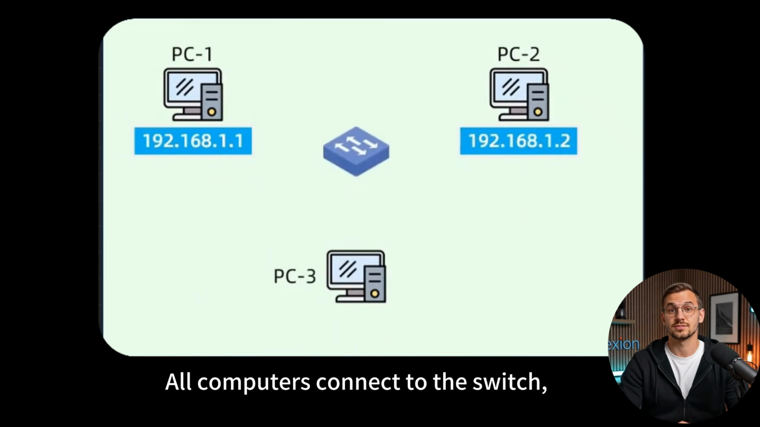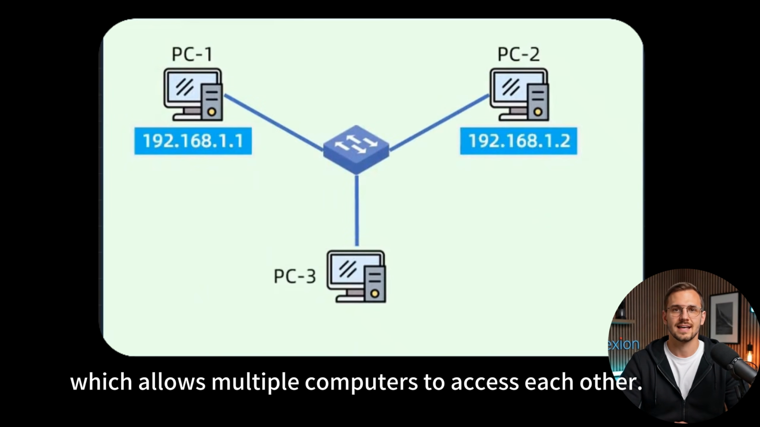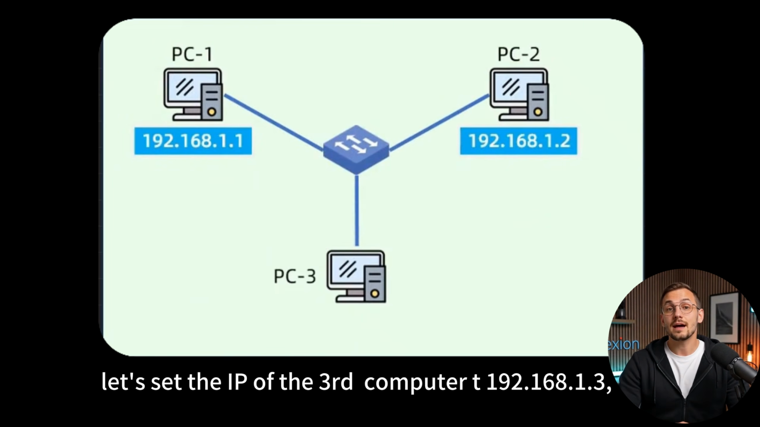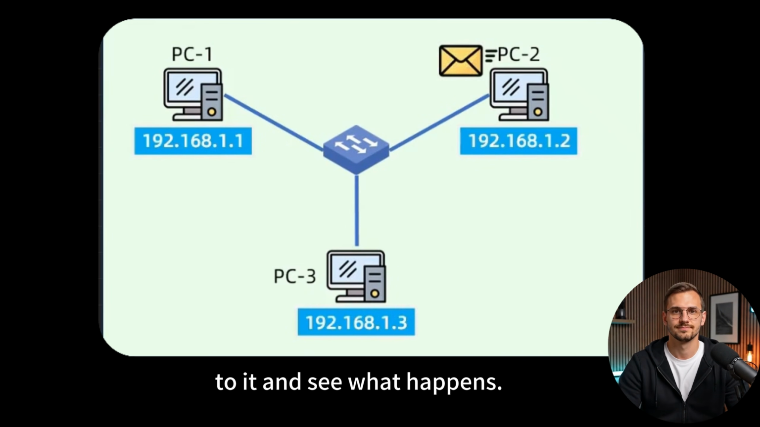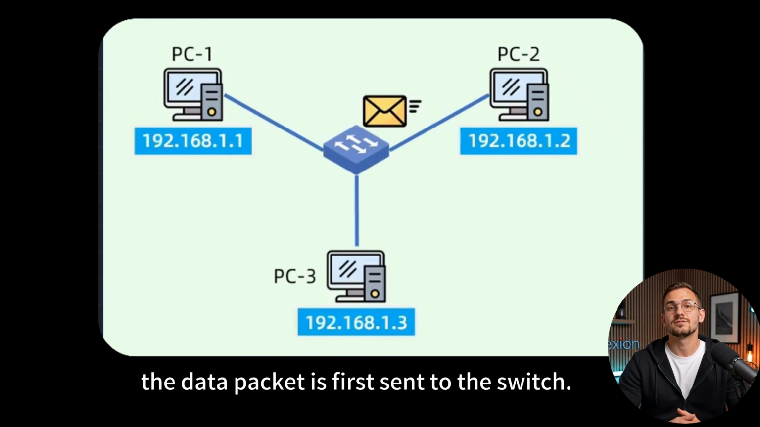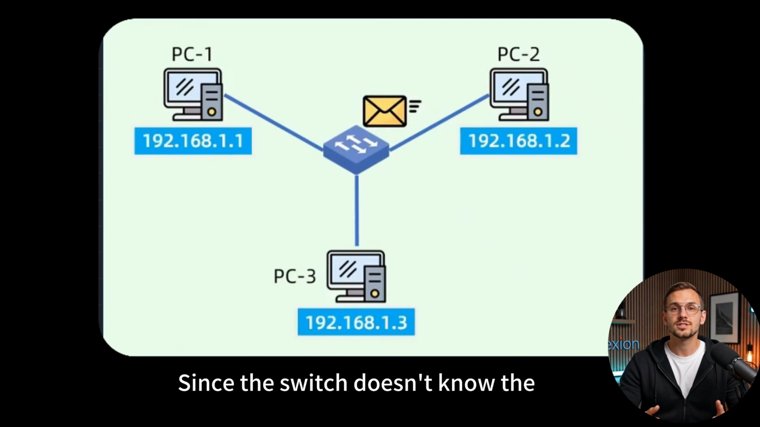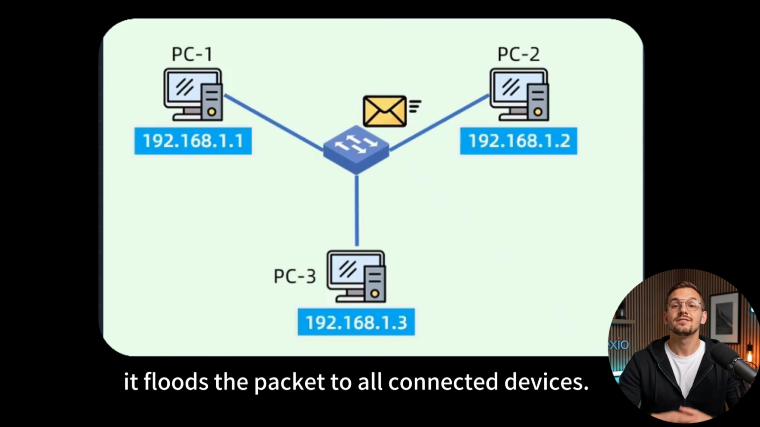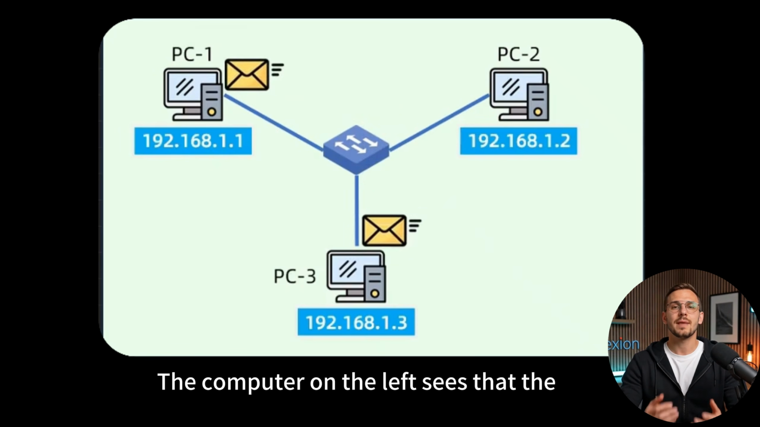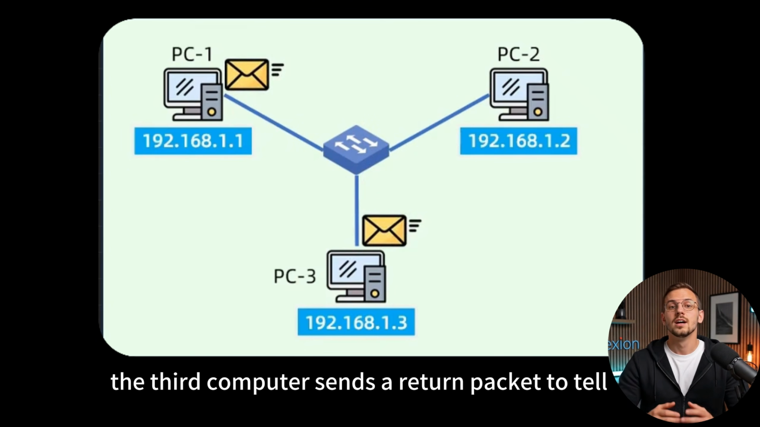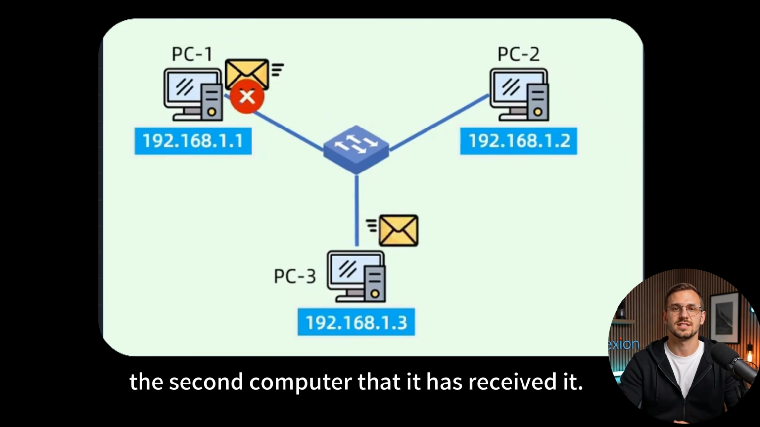All computers connect to the switch, which allows multiple computers to access each other. Here, let's set the IP of the third computer to 192.168.1.3, and then use the second computer to send a data packet to it and see what happens. As you can see, the data packet is first sent to the switch. Since the switch doesn't know the destination MAC address yet, it floods the packet to all connected devices. The computer on the left sees that the packet isn't for it. Then, the third computer sends a return packet to tell the second computer that it has received it.